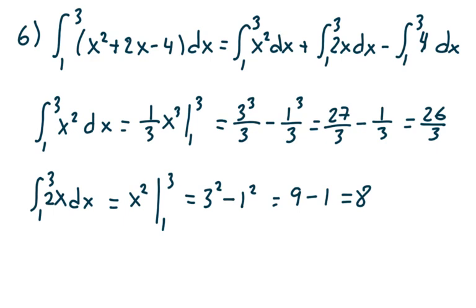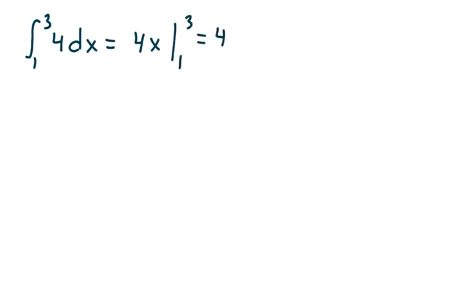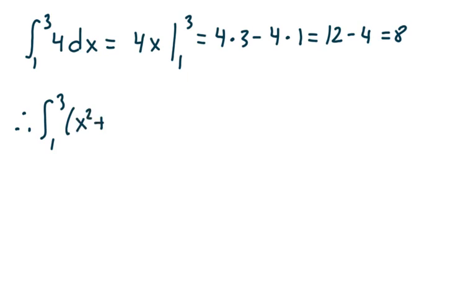We're almost done. So look, from here, I'm going to look at the integral from 1 to 3 of 4 dx. So this is 4x evaluated from 1 to 3, which is 4 times 3 minus 4 times 1, which is 12 minus 4, which is 8. Now what I get to do is put everything together. The integral from 1 to 3 of x squared plus 2x minus 4 dx is.